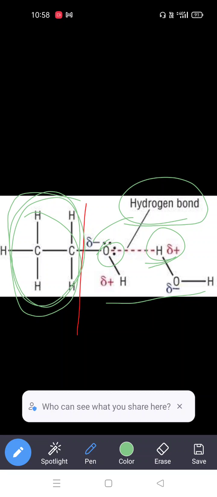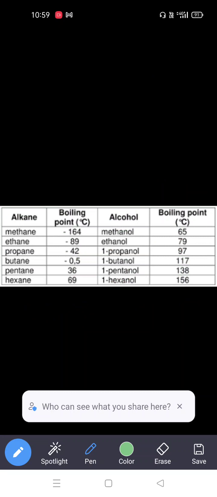Okay, let's see what is happening with the melting and boiling points of these compounds. When compared to the same number of carbons in alkanes and alcohols, the boiling points of alcohols are very high because of hydrogen bonding between the molecules. That's why alcohols have higher boiling points when compared to alkanes with the same number of carbons. For example, we start with a simple example.